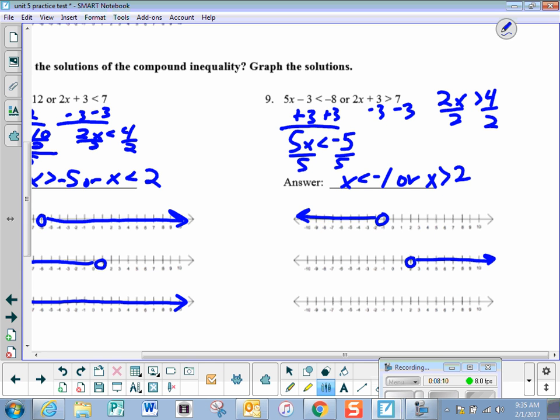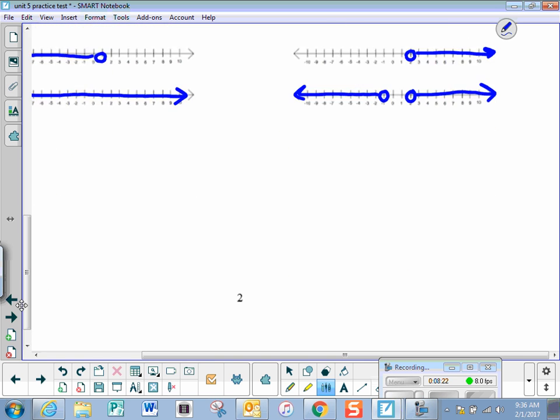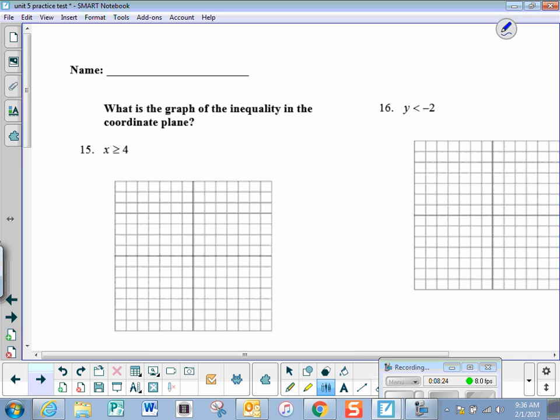And this is going to look like our typical or going outwards. Okay? Where is one or the other graphed? One or the other graphed, or combine the two graphs, looks like that. Okay? All right, page 3. What is the graph of the inequality in the coordinate plane? X is greater than or equal to 4.